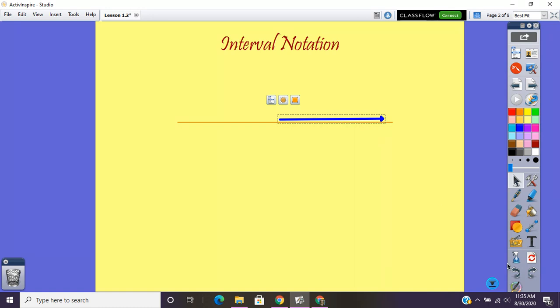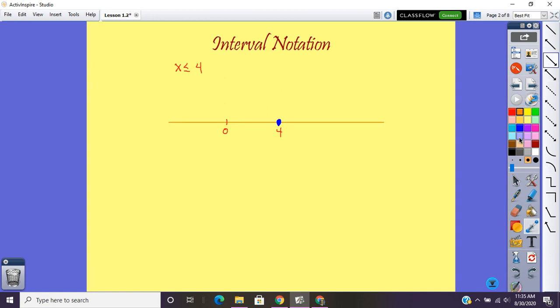Let's get all these pieces deleted here. All right. Let us assume that x is less than or equal to 4. So once again, here's 0. 4 is going to be somewhere to the right of it. And since it is less than or equal to, it is a closed circle on 4 because it can be 4. And then our line is going to be moving to the left since x is less than 4. So that's our graph.